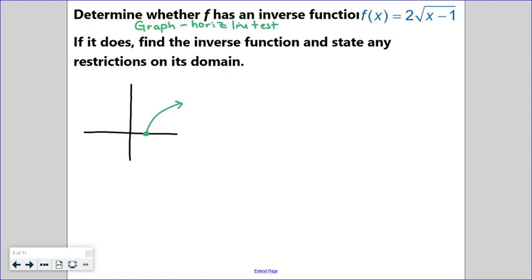So step 2, rewrite our equation. Remember, this is y. And change all of the letters. So it will now say x equals 2 square root of y minus 1. And then I have to just do my reverse order of operations to solve for y.